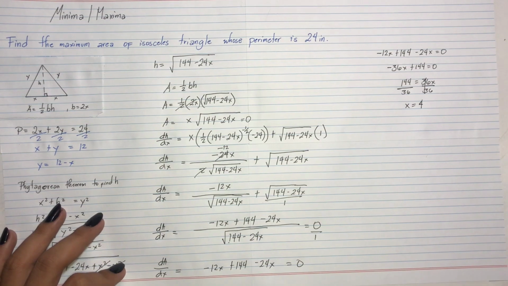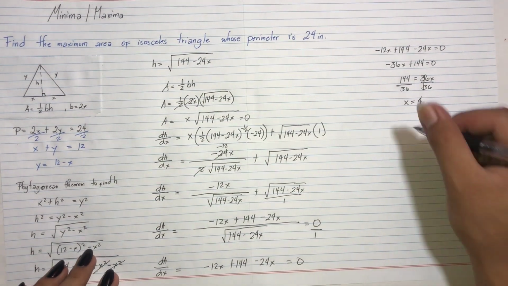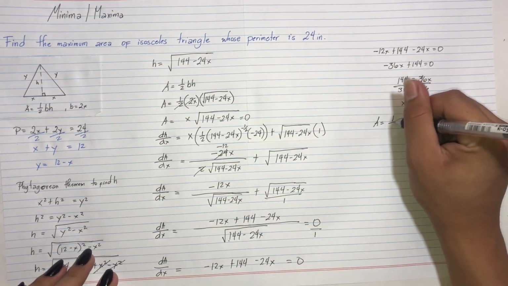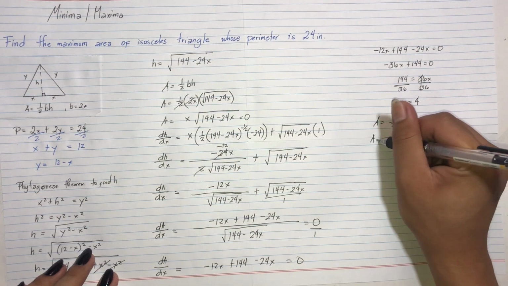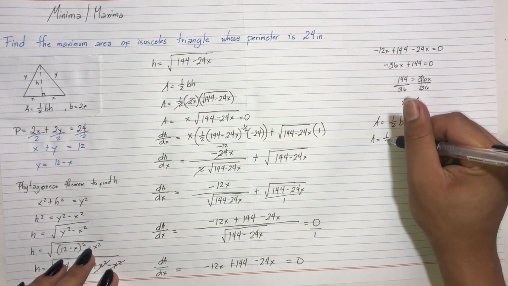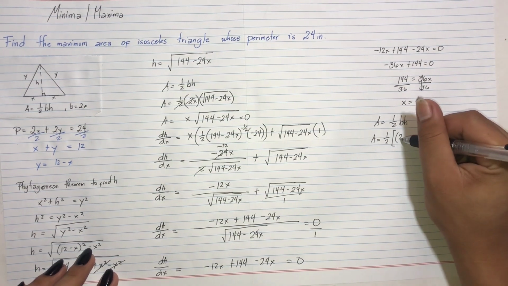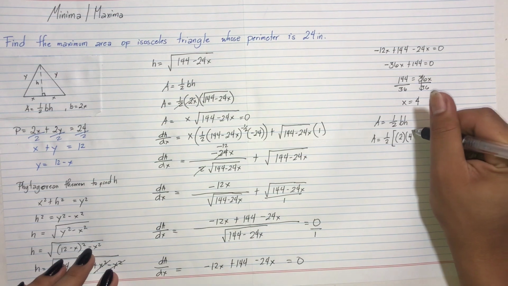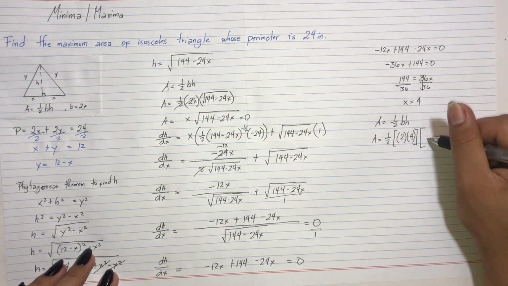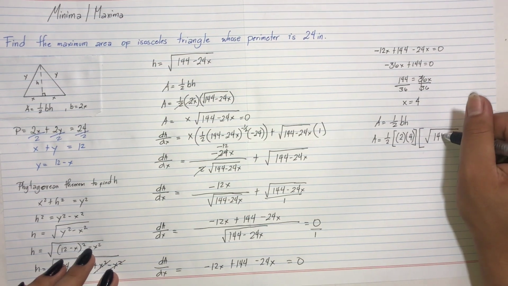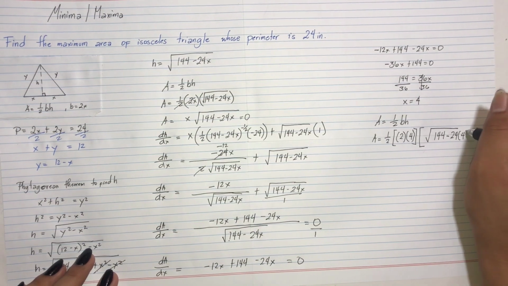So we now have the value of x. We can now solve for the area of the triangle. Area is equal to 1/2 times base times height. Area is equal to 1/2 of the base, which is 2 times the value of x, 4, times the height, which is the square root of 144 minus 24, where the value of x is 4.